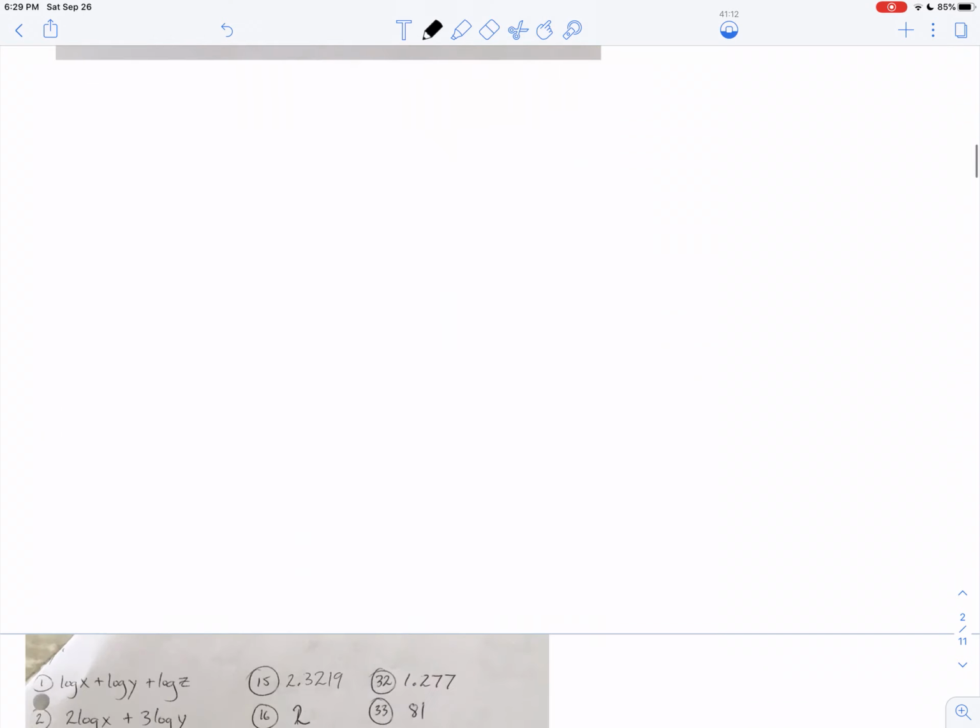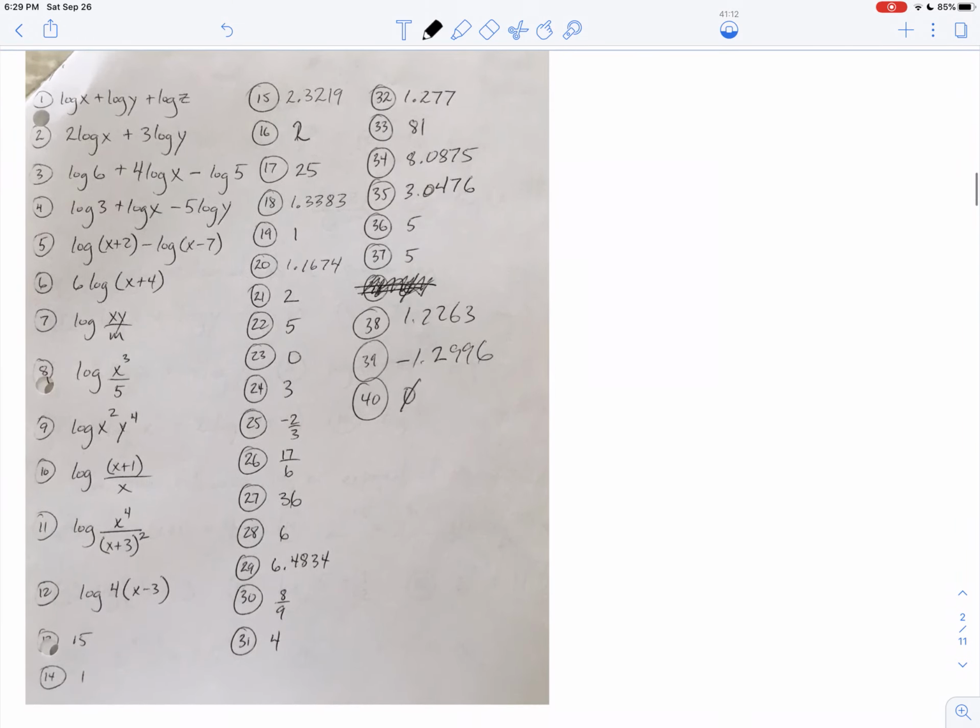Well, guess what? This answer key didn't make itself. I had to make this answer key, so I had to do this. But I did not have any whiteout, so when I wrote this in the wrong spot, I crossed it out with my pen. All right? So guys, here's the answer key. Please check your work.